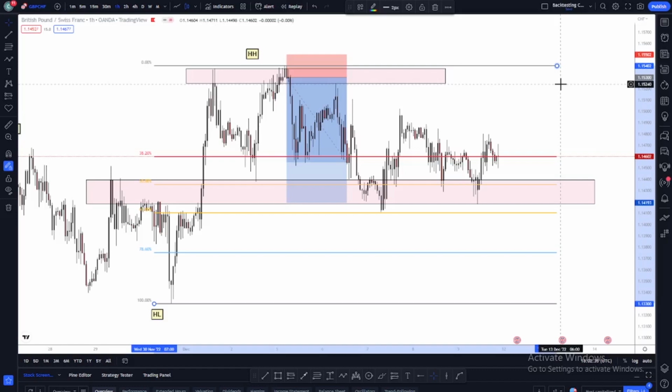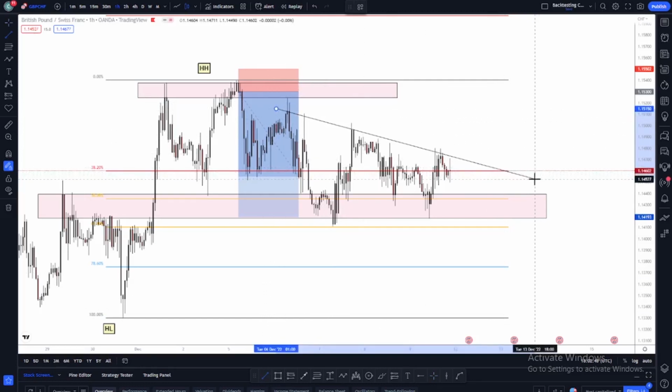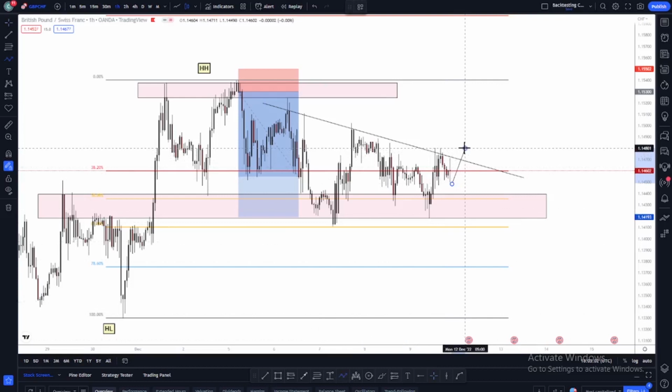Okay, so going into next week, I'm still bullish on GBP CHF. I'll be waiting for price to break this trend line right here. If price is able to close above our trend line, that's when I'll enter for longs, or that's when I'll enter for buys. As simple as that. So you all take note of this setup for next week.